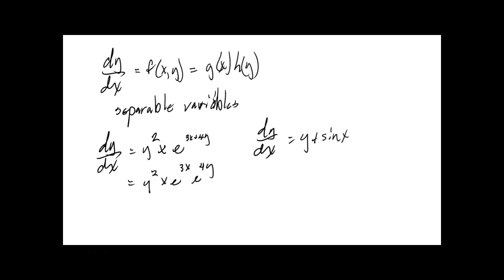Now, that first one, like I said, you can rewrite as y squared e to the 4y times x e to the 3x. Okay? That is separable. And you can reverse the order of them, and put the x e to the 3x in front and the y squared e to the 4y in the back, then you have it as g of x times h of y. Okay.